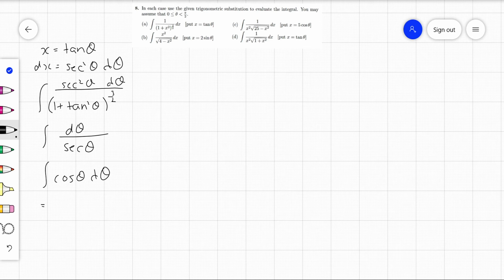And we know when we integrate cos theta, we get sine theta plus c. Now, a lot of people make the mistake of stopping there, but remember we're using a substitution. So we need to put it back in terms of x. So what is that in terms of x?